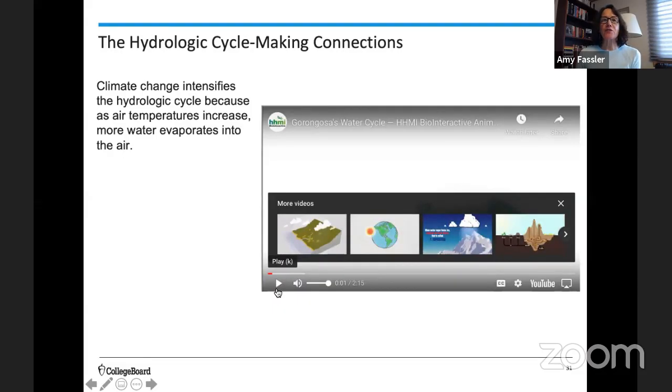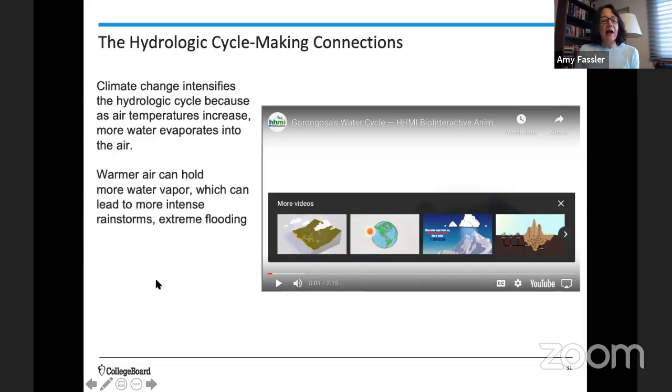Climate change is really disrupting the hydrologic cycle. It's intensifying it. Because if you think of it, if I increase my air temperature, I increase the rate of evaporation, and warm air can hold more water vapor. So it leads to really intense rainfall and intense downpours.